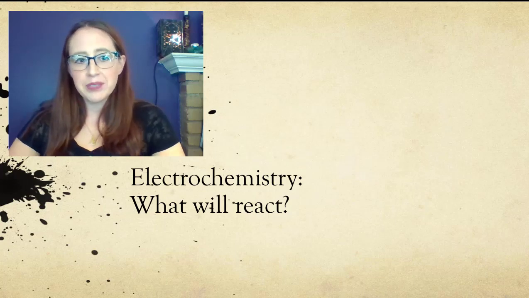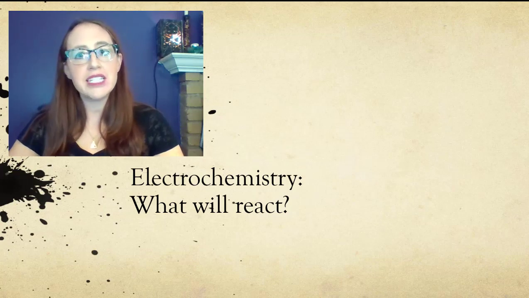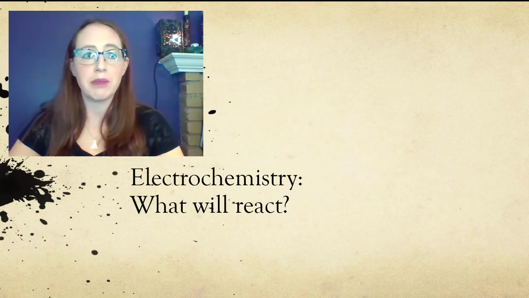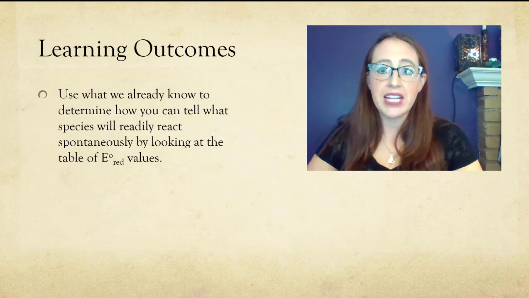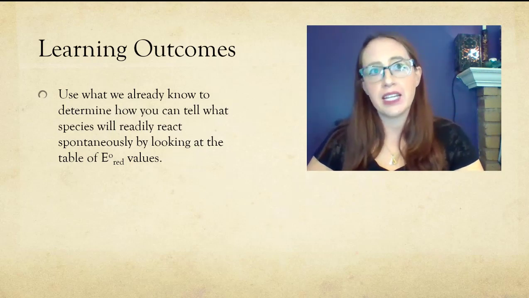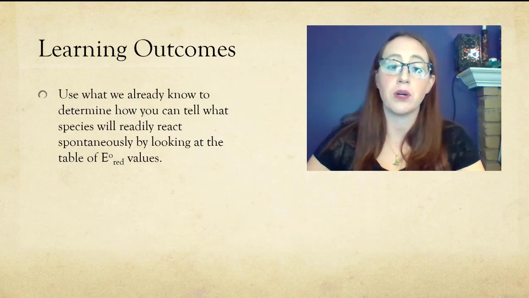Electrochemistry. What will react? Let's expand a little bit on our previous discussion of voltages. We actually did discuss this a bit in the last video, but now we are going to put it in a bit larger context and do another example. In this video, we're going to extend our previous discussion on calculating voltages, and specifically the part of the discussion that involved deciding what was the anode and what was the cathode, to deciding what species will or won't react.